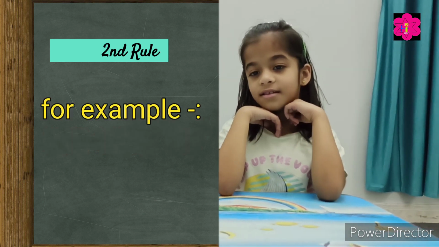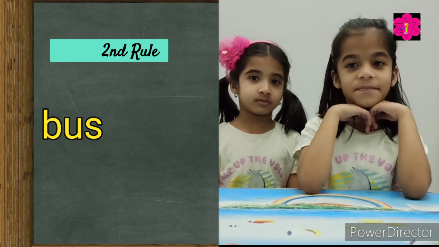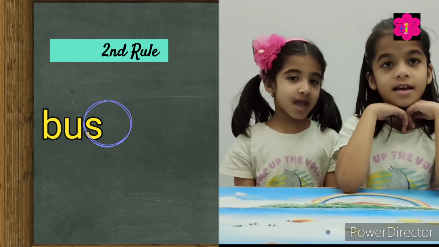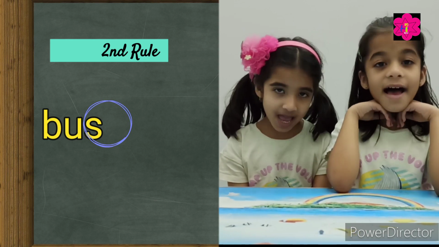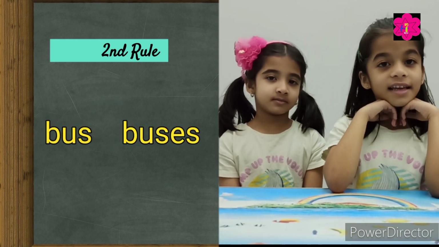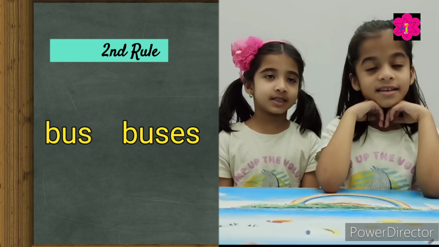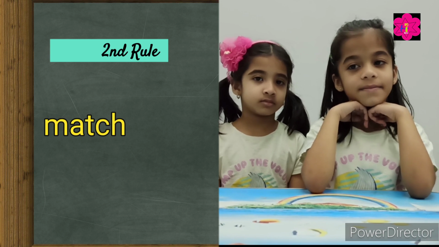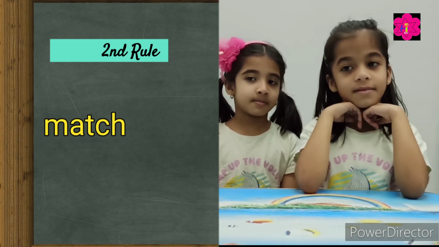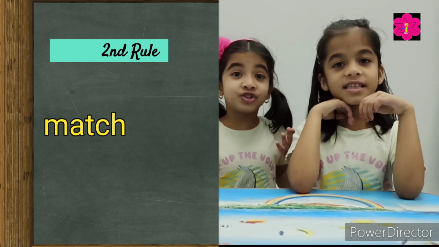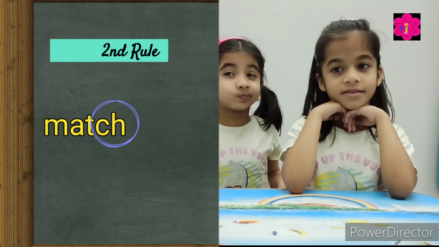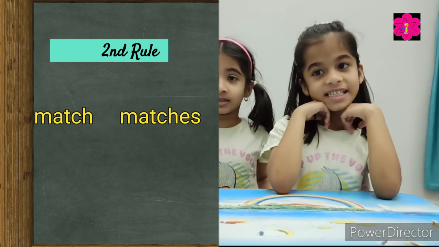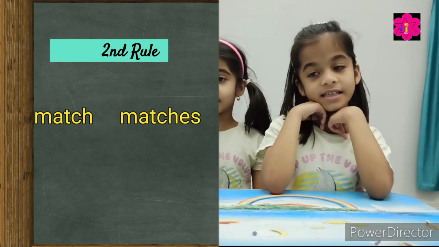For example, bus. What do we have in the end? S. Then we put ES. Buses. Very good. And the next example is match. What do we have in the end? CH. And we put here? S? No. ES. Yes, we put here ES.